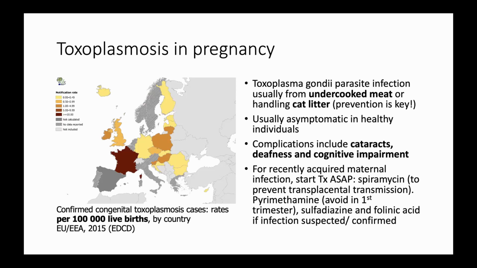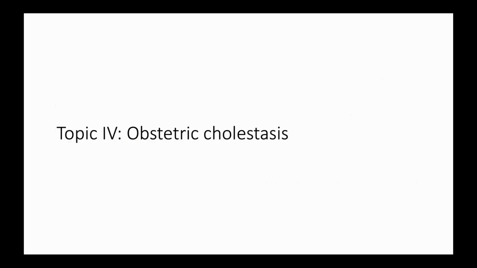And if you have a strong suspicion that there's already been infection, then pyrimethamine, if it's in the 2nd or 3rd trimester, is indicated. And I put up the map there to show you that it's considerably more common in France, maybe because of different food consumption, eating a lot of rare meat, etc., etc. But yeah. Okay. We just have a couple of slides on obstetric cholestasis before moving on to the psychiatric conditions.